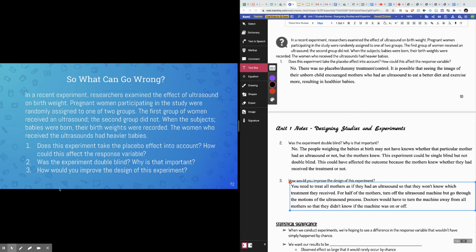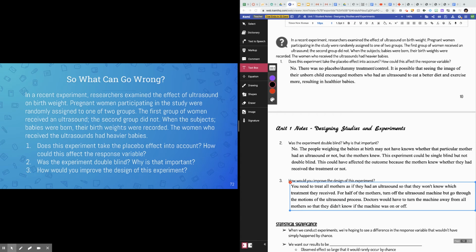All right, y'all. I've written my answers out here. Compare yours with mine, and let's see how you did. So in this experiment, the first thing that it asked was, does this experiment take placebo effect into account? I'm hoping that when you read this, you were like, wow, this is not a very well designed experiment. And you're right, it's really not designed very well. So the answer to the first question is no, because there wasn't really a placebo or a dummy treatment or a control here, because the group that didn't receive the ultrasound knew they didn't receive the ultrasound. So there was nothing to placebo there, right?